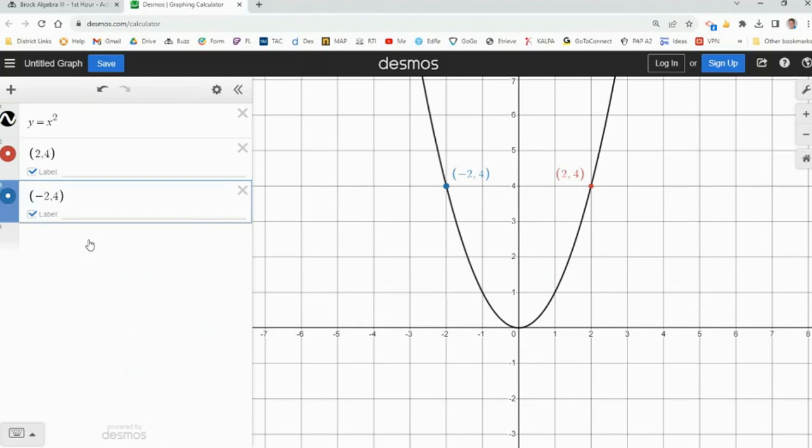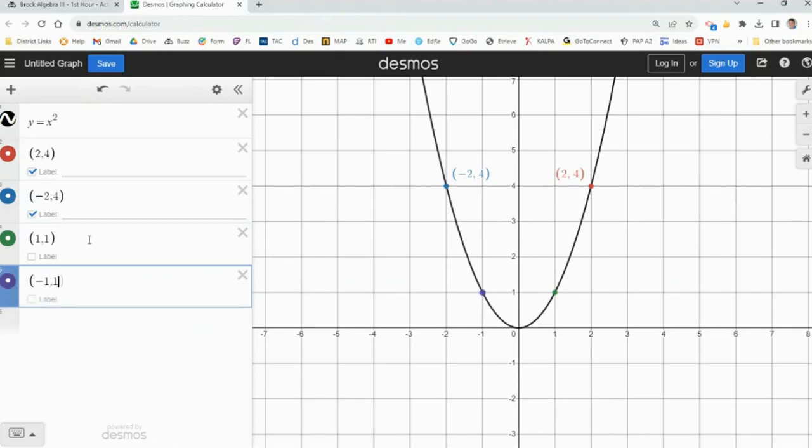And we should be able to find more than one instance of that. If (1, 1) exists, that means (-1, 1) should exist. And it does. So this graph has symmetry over the y-axis. Whatever's on the right side of this axis is a mirror of whatever's on the left side. Symmetry over the y-axis.